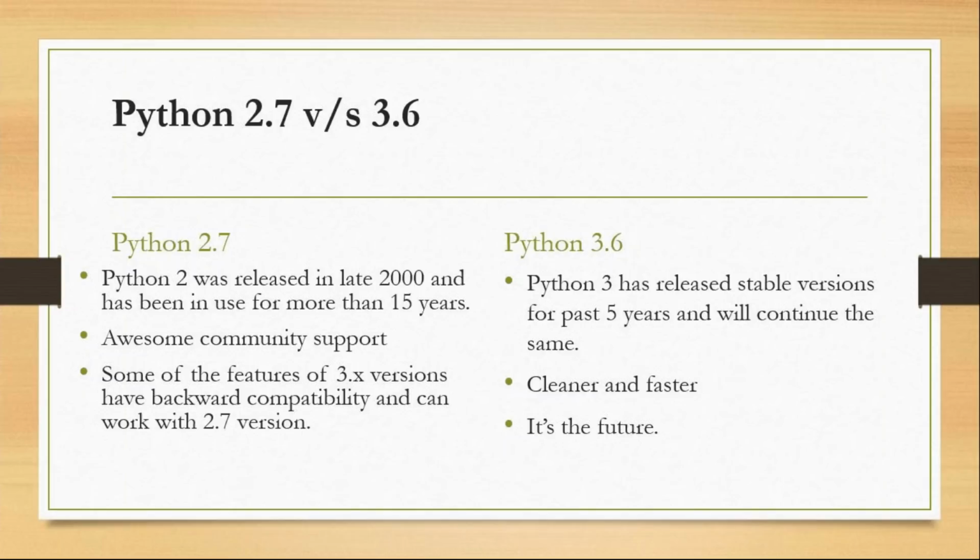Compared to Python 2.7, Python 3.6 is cleaner and faster, and there is a little coding difference. I will explain those things: what is the difference while writing code for 2.7 and 3.6. And in future you can get support for Python 3.6.